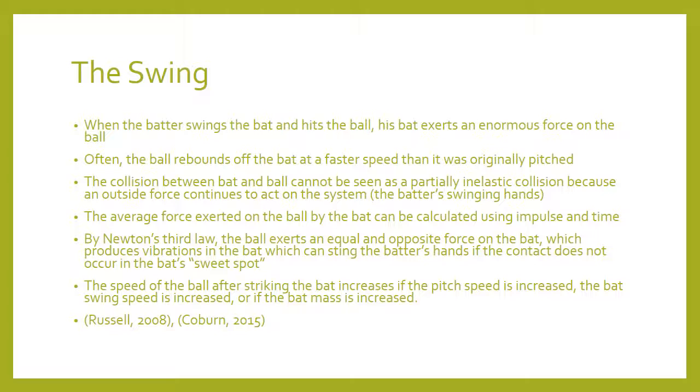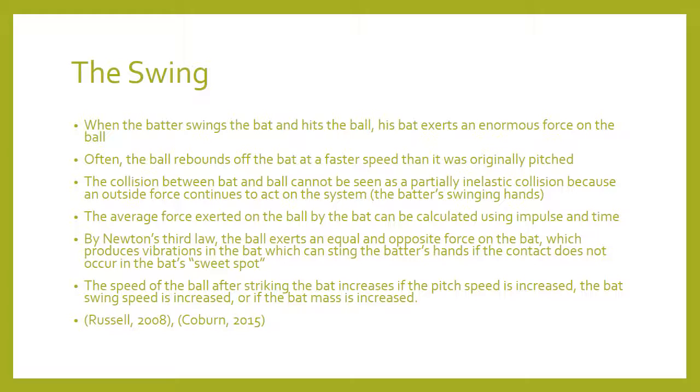Now let's talk about what happens when the bat hits the ball. As you might expect, the bat exerts an enormous force on the ball at the time of contact. Often the ball rebounds off the bat at a faster speed than the speed at which it was originally pitched. The collision between the bat and ball is not easy to model as a partially inelastic collision because an outside force acts on the system.